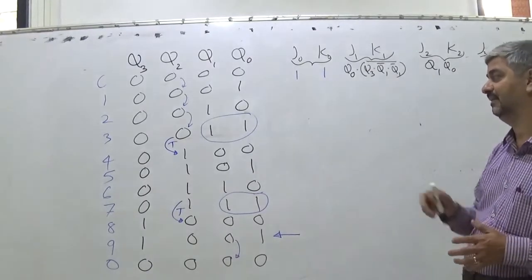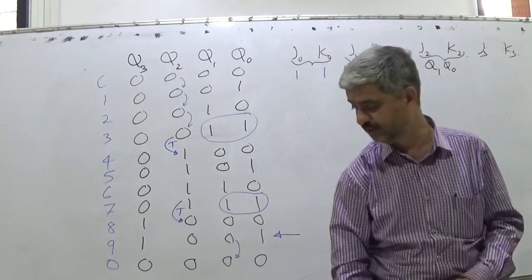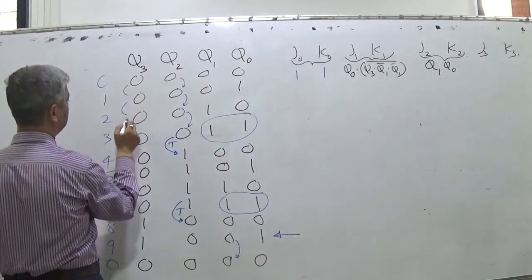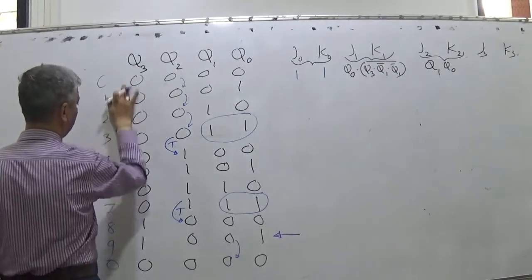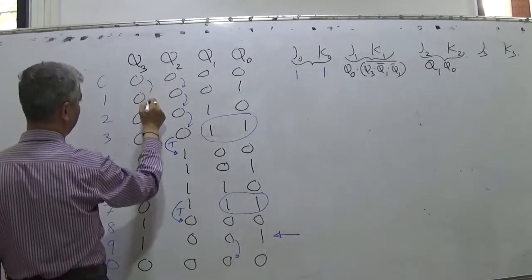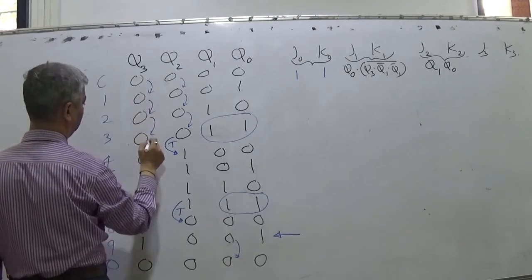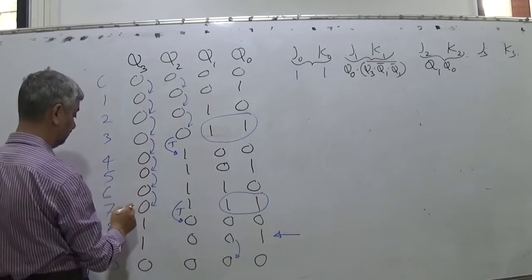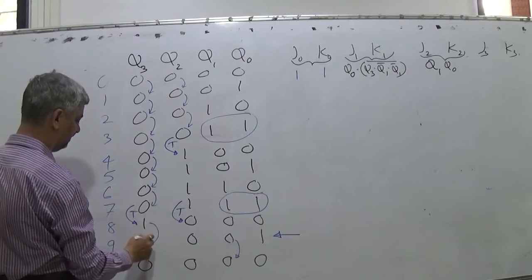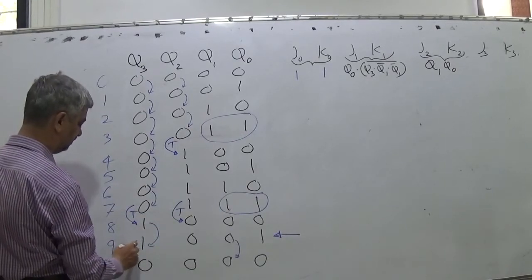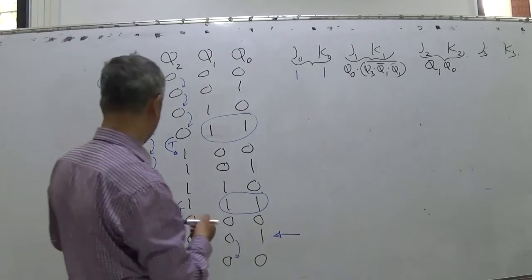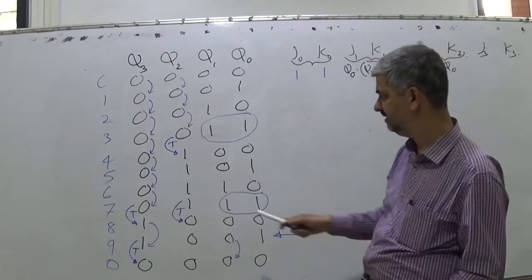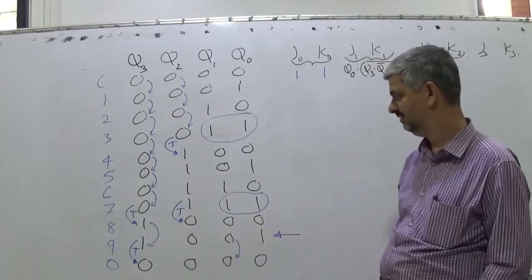Now, for Q3 it is quite interesting. For Q3 what are we finding? Maintain, maintain, maintain, maintain, maintain, maintain, maintain, toggle, maintain and toggle. So there are two togglings. This toggling is when this is 1, 1, 1.